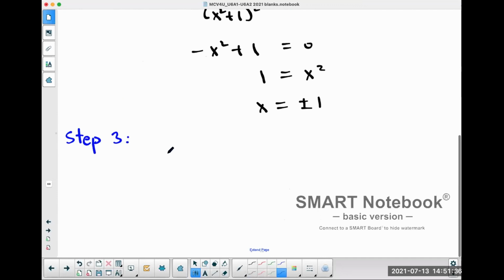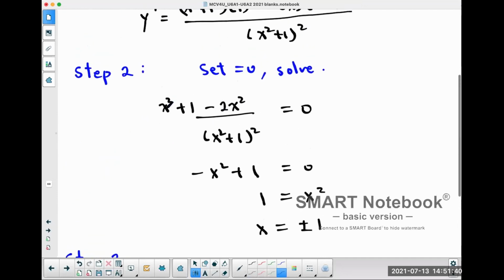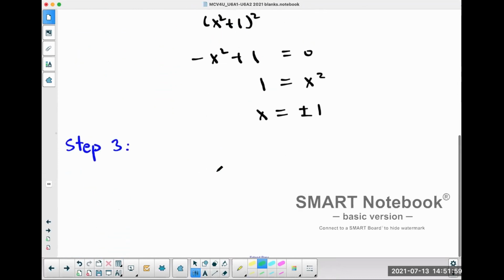What happened to negative 2x squared? Where? Here? X squared minus 2x squared becomes negative x squared. I combined them. Like terms. Those two are like terms. You have an apple, you need 2 apples, you don't have enough, you owe someone an apple.